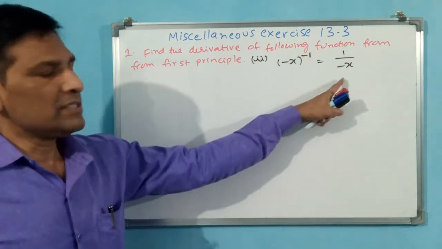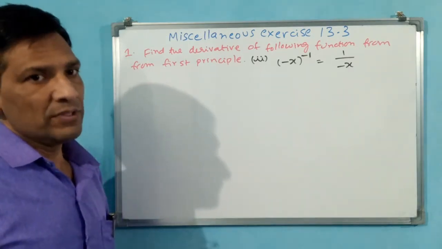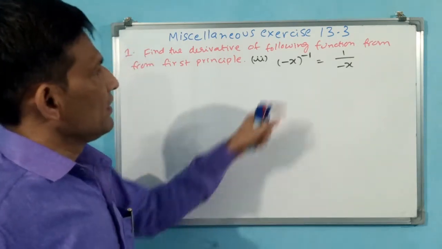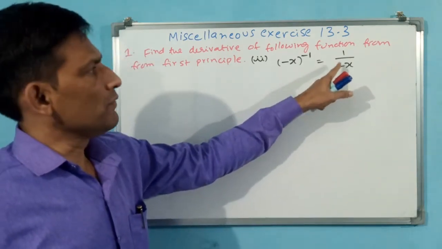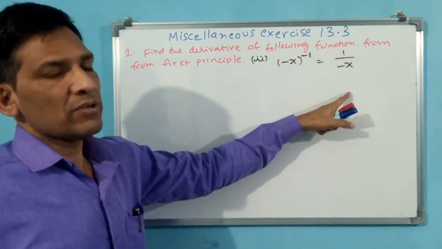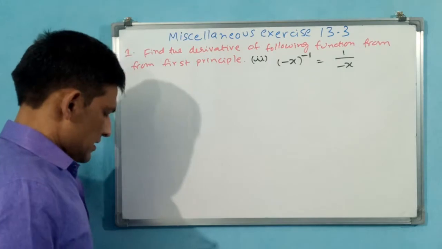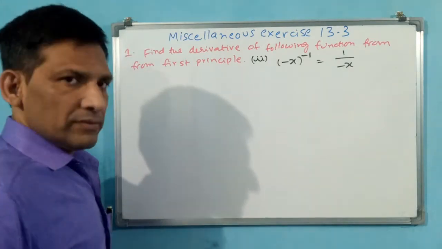Why? Because if it is in this form, then it is very easy to calculate. Because see, where the minus is, that is important. If you write this minus on top, then automatically you are going to make a mistake. Keep that in our mind. Okay, let us do.